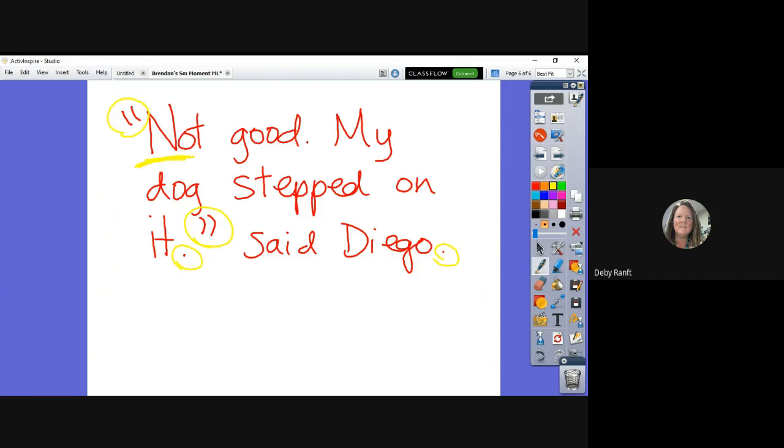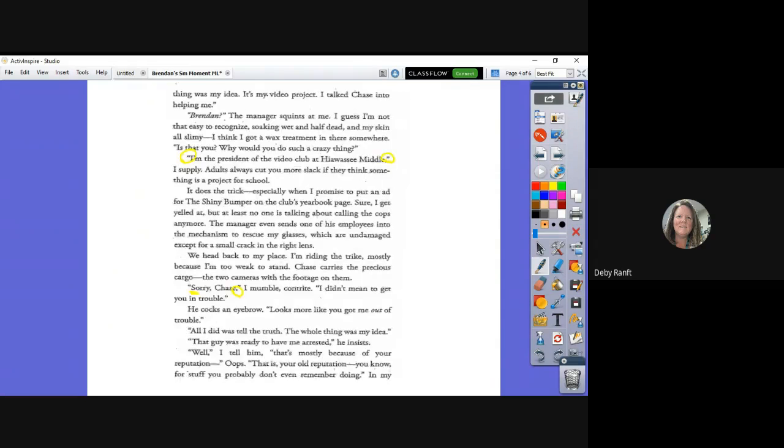Now go back to page 50. Let's look at this again. What do you notice? And we talked about this with our paragraphing lesson last week. But what do you notice happens when someone new talks? Look at that page. Follow as I read.